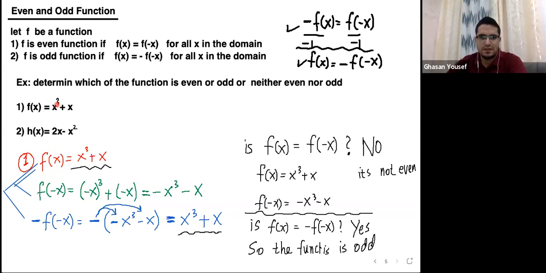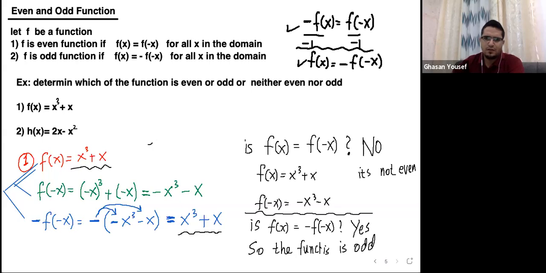The f of x is the same as the original function, x to the power 3 plus x. Now you have to write f of minus x. F of minus x means we have to plug the minus inside the function. This means equal minus x to the power 3 plus minus x. Simplify these things here. This is equal to minus x to the power 3, because minus x times minus x times minus x is minus x to the power 3.